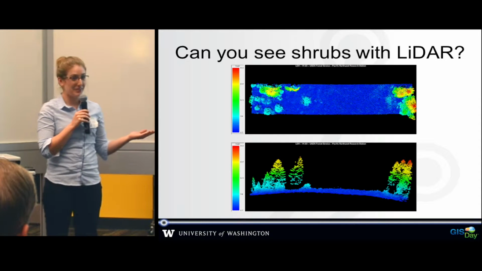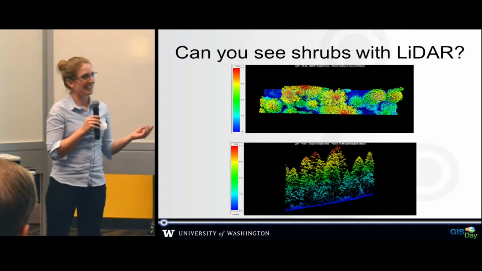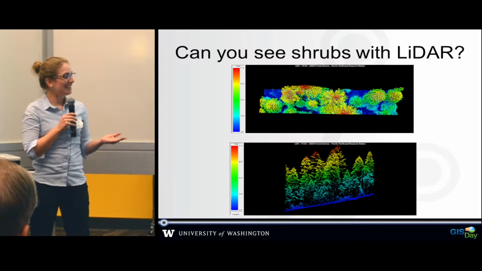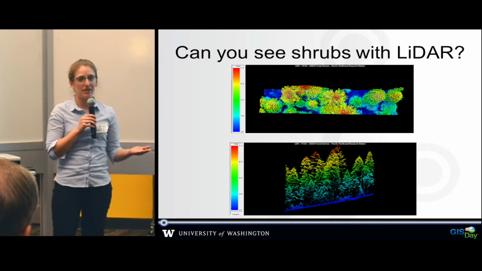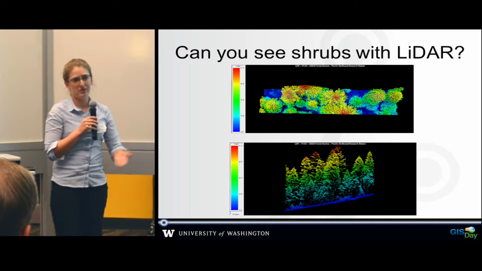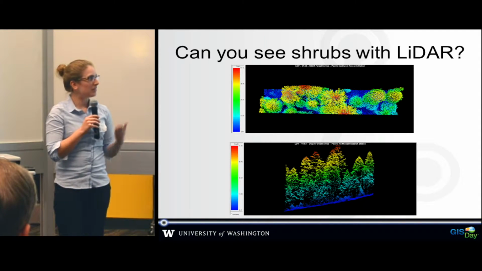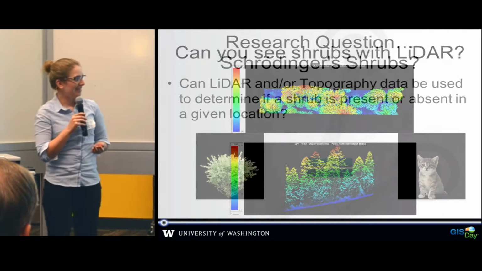So, can you see the shrubs here? No, it's a lot harder, yeah. And the computer has the same issue. It's really hard to distinguish between what's a shrub, what's a low-lying branch, what's a rock, what's a down woody debris. And so, that's something to keep in mind.